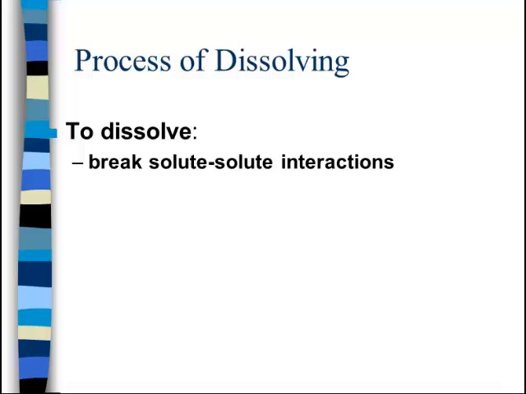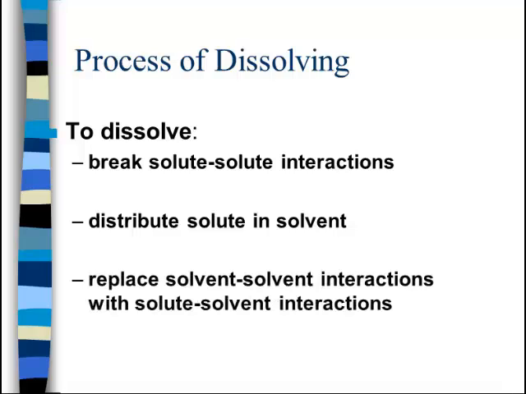The solute-to-solute interactions have to be broken. This makes the solute let go of other solute particles. The solute needs to be distributed in the solvent. This gets them intermingled. And then the solvent-solvent interactions have to be successfully replaced with solute-to-solvent interactions so that the solute will stay intermingled in the solvent.